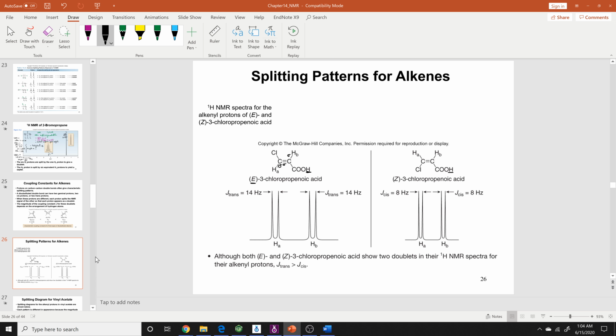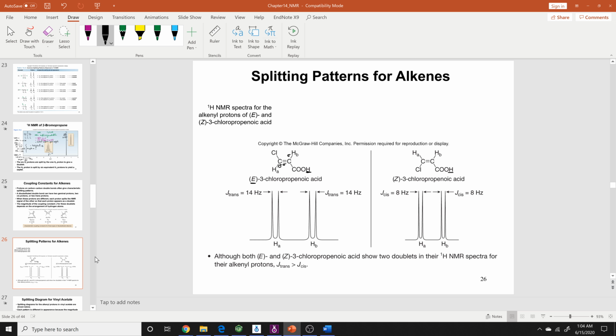Proton A will split proton B into a doublet. This is N plus 1, where N is the number of neighboring hydrogens. So proton A has one neighboring hydrogen plus 1, so it's two peaks. And the same thing for proton B. So you're going to see a doublet of doublets in this case.